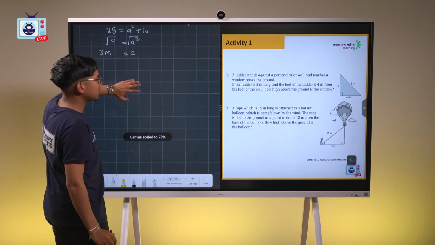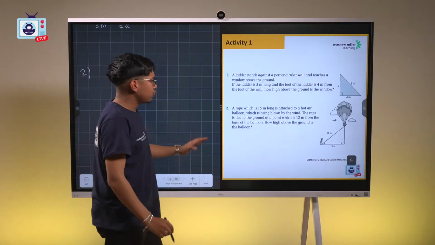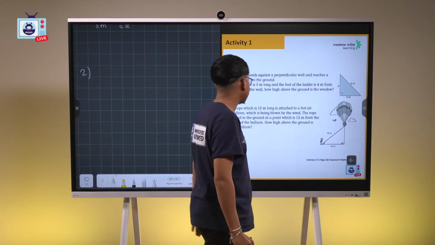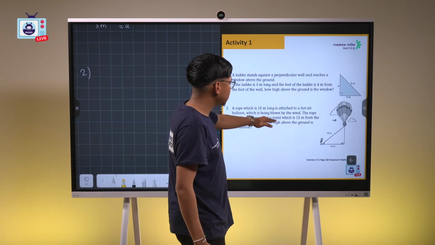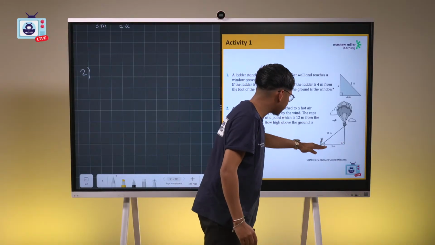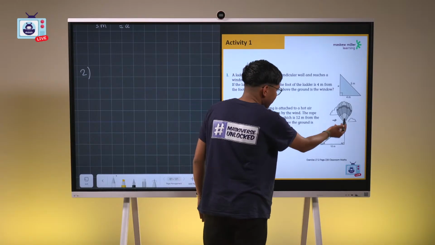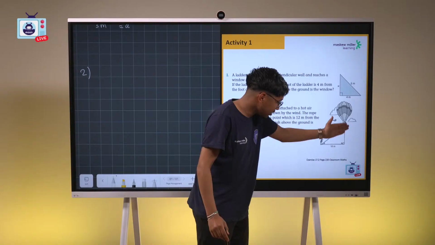Let us look at the second one, number 2. Again, we have a scenario where we have a rope that is 15 meters long. All right, and we have the rope that is tied to the ground at the point which is 12 meters from the base of the balloon. We need to find out how high above the ground is the balloon, right? So they're asking us again for the height over here, all right?